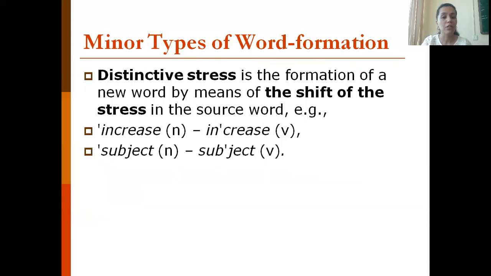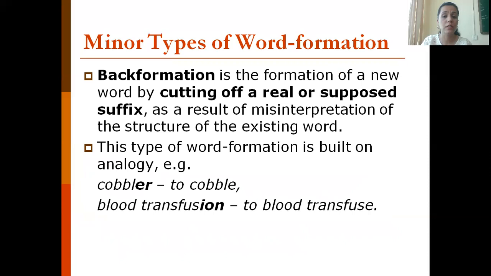Distinctive stress is a formation of a new word by means of the shift of the stress in the source word. For example, increase, increase, subject, subject, object, object. Back formation is a formation of a new word by cutting off a real or supposed suffix, as a result of misinterpretation of the structure of the existing word. This type of word formation is built on analogy. Cobbler, to cobble; blood transfusion, to blood transfuse.